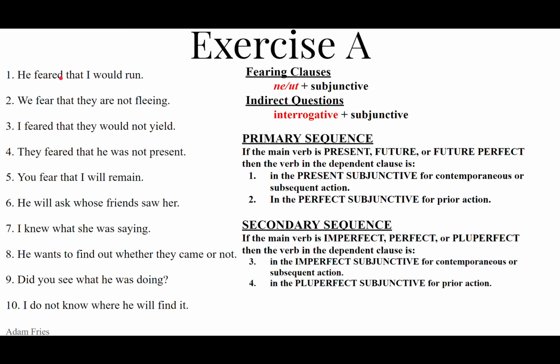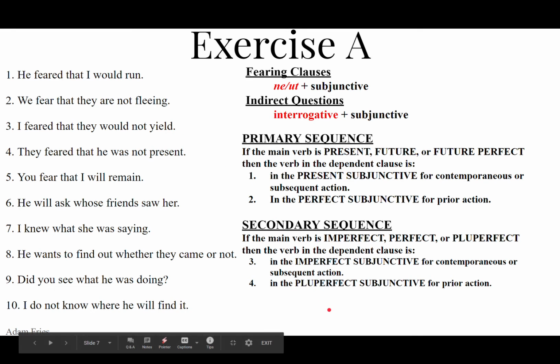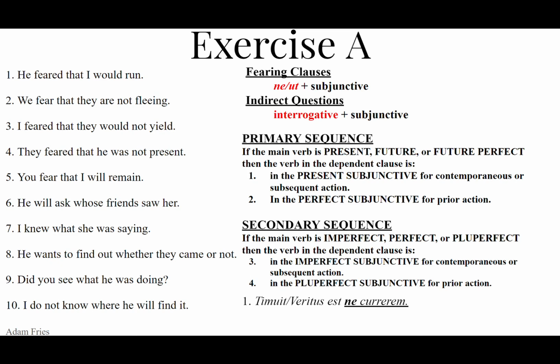So he feared. We want either timuit, third person singular perfect of timeo, or veritus est, the third person singular perfect of vereor. That I would run. Now, that's what he feared would happen. The positive, what would happen. He didn't want it to happen. So we're going to use ne. Then the imperfect subjunctive of curro, currere, cucurri, cursus. And then we end up with timuit, or veritus est, ne currerem. Timuit, ne currerem. What did he fear? Ne currerem. That I would run. Ne currerem. May you not run. That's what he feared.